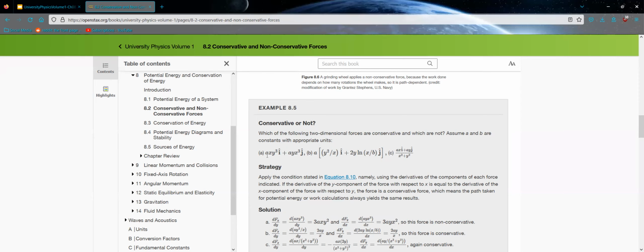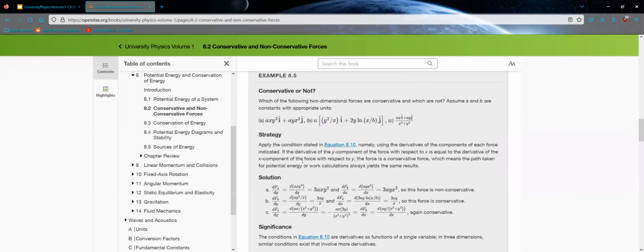So we can look at this one here, a x y cubed i hat plus a y x cubed j hat. If we differentiate those two according to x, f of x sub y and f of y sub x, we get, in fact, different equations out. As you're moving the force, for example, in the x direction, you get a different result here, 3ax squared, than when you move it in the y direction, which would be 3ay squared. Why? Well, because they're different equations, right? So you have a non-conservative force because your results are different depending on what you're doing.